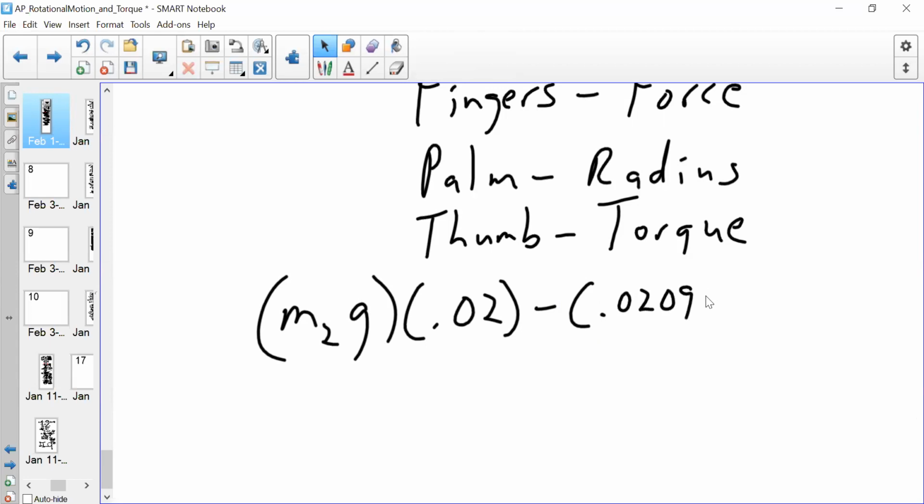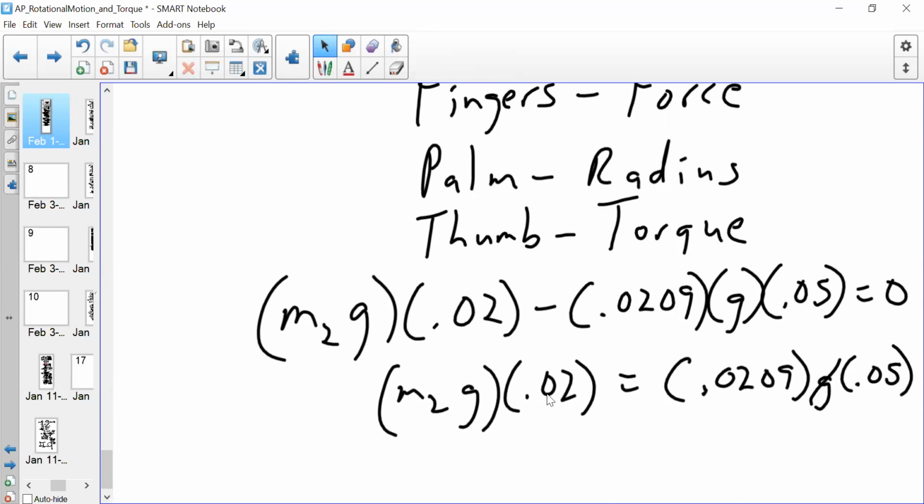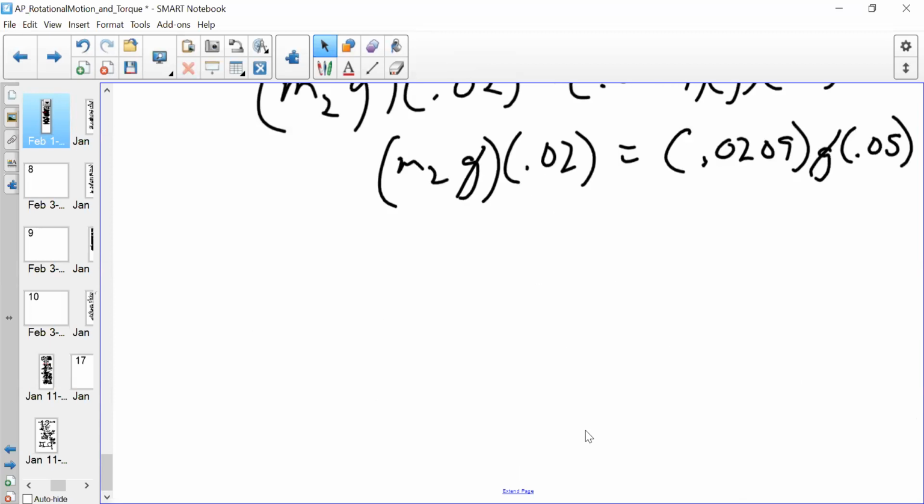0.0209 kilograms. Multiply that by G, and then its distance of 0.05. Now the net torque is balanced, so it's going to be equal to 0. So in order to solve for M2, we set this guy on the other side and work it through quite easily. The G's cancel out there, or you can be glib like me and just keep them, and same difference.